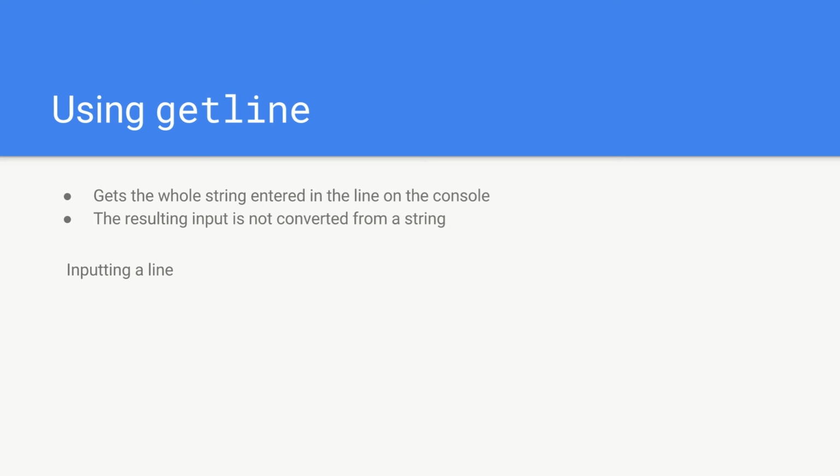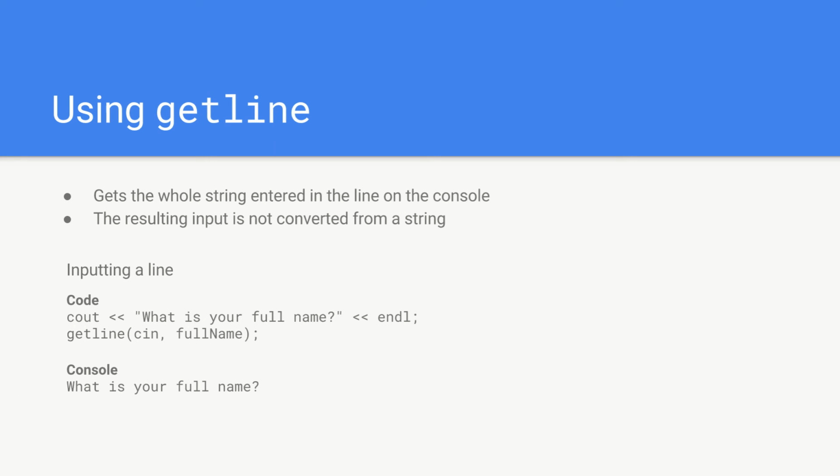If we wanted to input a line with our name into a single variable, the code might look as follows. So in the console, we would be prompted to input our full name, and if we do so, our full name variable will now store the whole line as a string. So full name will be equal to Ivan Cole.